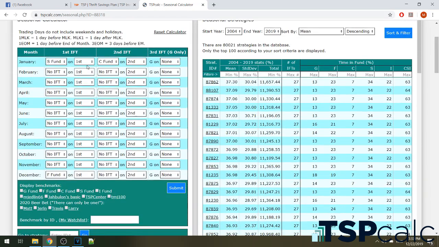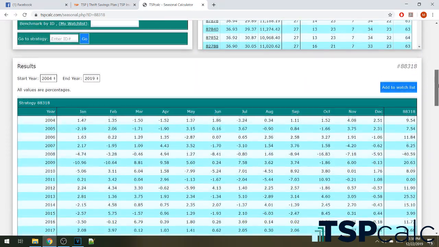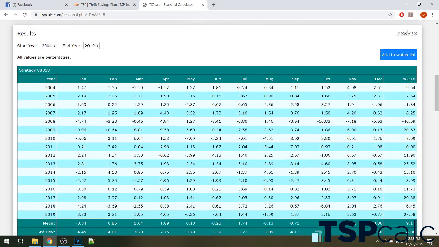And how this works is every time you click this submit button, it sends this table, this 12 months worth of trades to TSP Calc's server. And TSP Calc takes this unique combination of trades and logs it in the database, and it spits out a number. So if you scroll down here, you'll see that this strategy's number is right here.